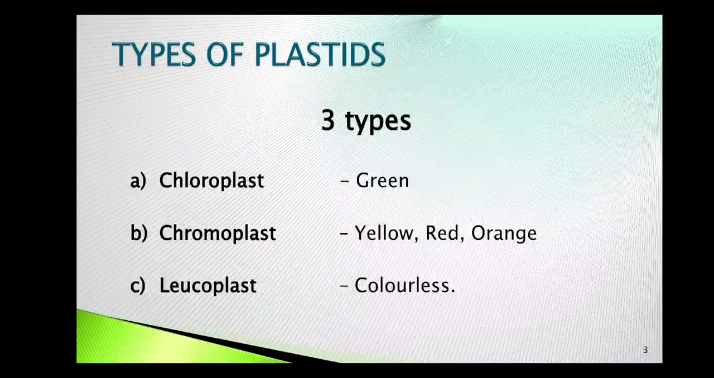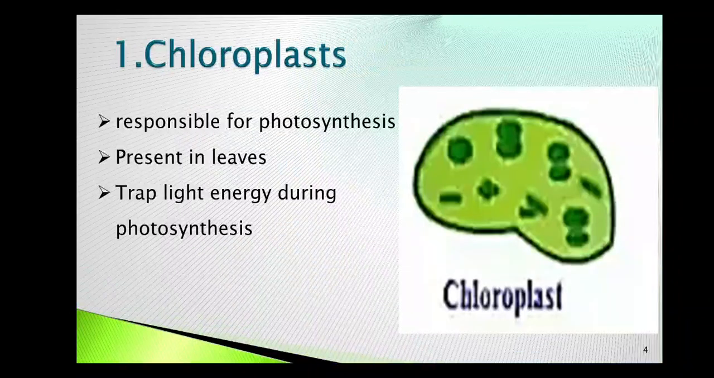Now we'll see the types of plastids. There are three types of plastids: chloroplast, chromoplast and leucoplast. Chloroplasts are green colored plastids, chromoplasts are yellow, red and orange colored plastids, whereas leucoplasts are colorless. Now we'll see each one in detail.